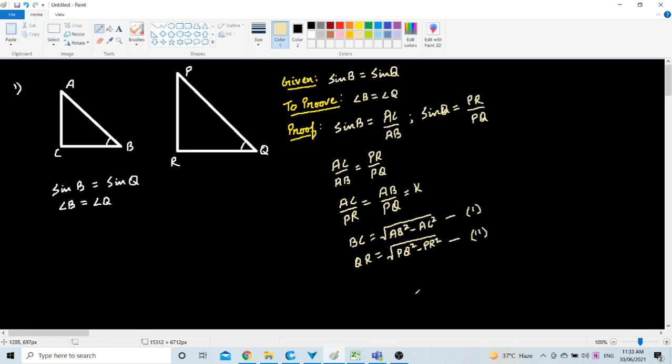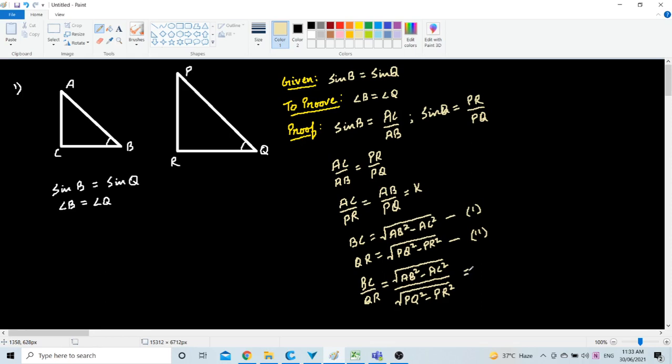Right? Now put it BC upon QR. This will be equal to under root AB square minus AC square upon under root PQ square minus PR square. Right?